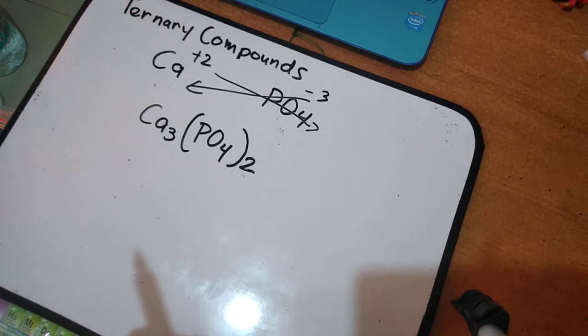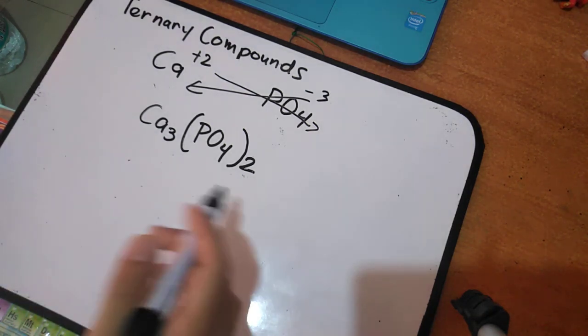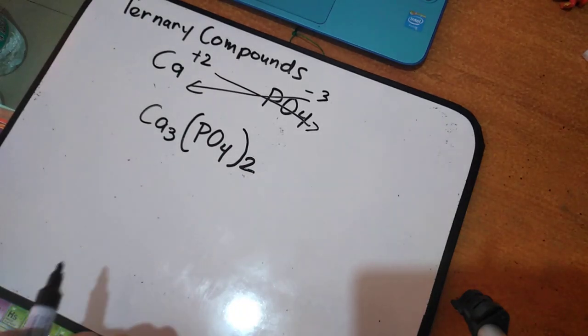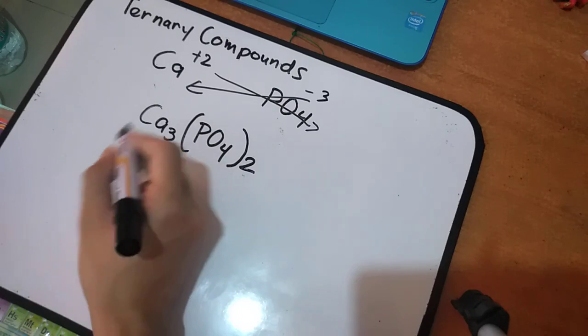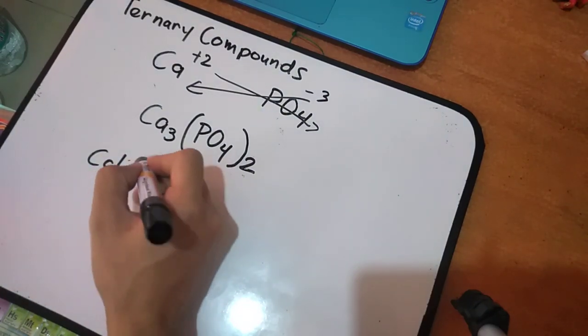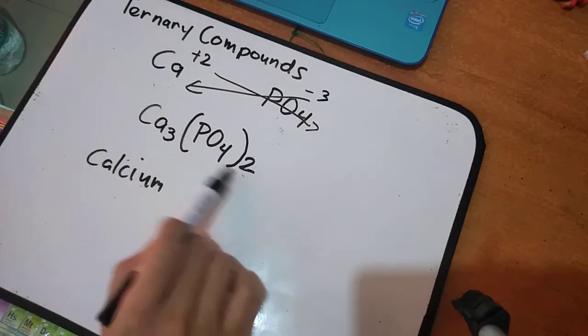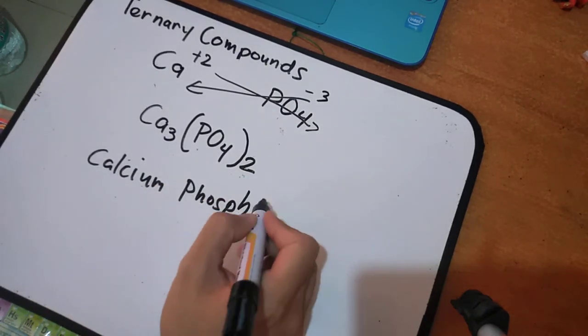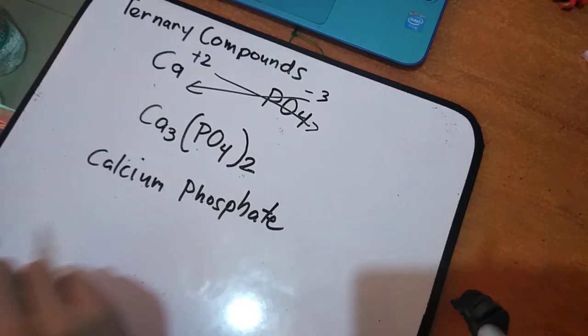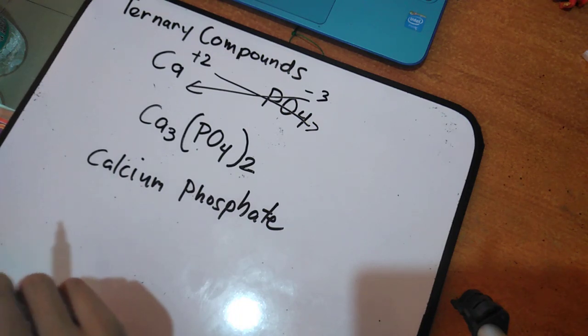So, what do we need to do? Let's check. So, how to name? So, naming follows the ionic type of naming. Just simply write the name. It would be Ca is calcium, PO4 is phosphate. So now you have a ternary compound.